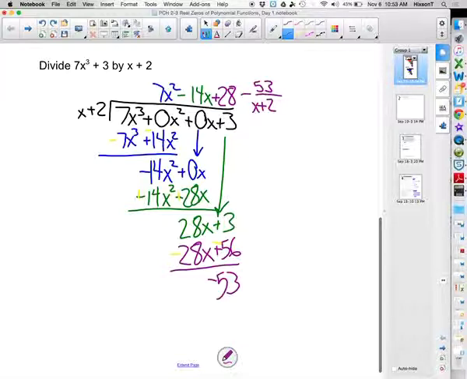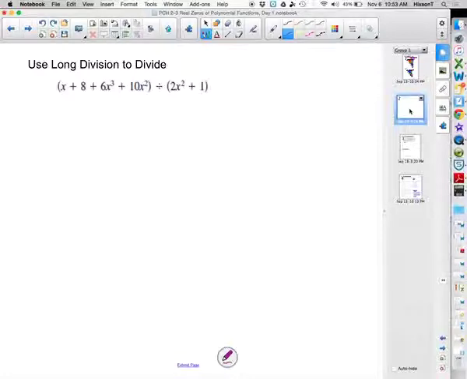Alright, good. Now, we don't only need placeholders in what we would call our dividend. That's the thing that you're dividing by something else. But if we had something like this, we would also need to make sure that we included placeholders in what we were dividing by.